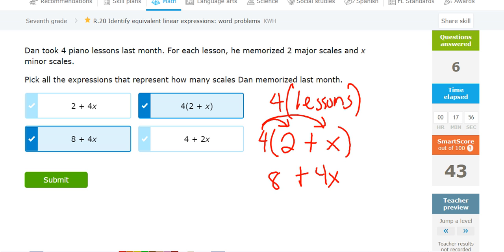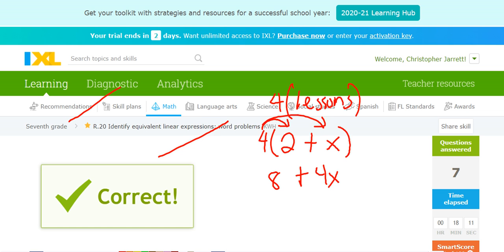Well, in this case, no, because these are wrong because they don't show that it's 8 total major scales in all. And the same one here. At least we hope. Let's see. All right, excellent.